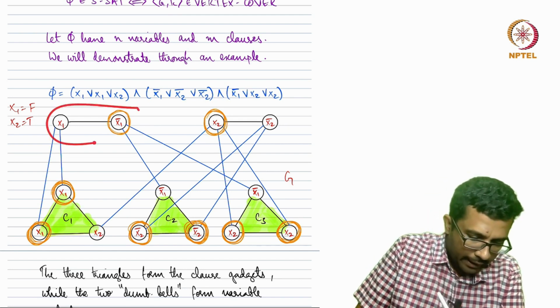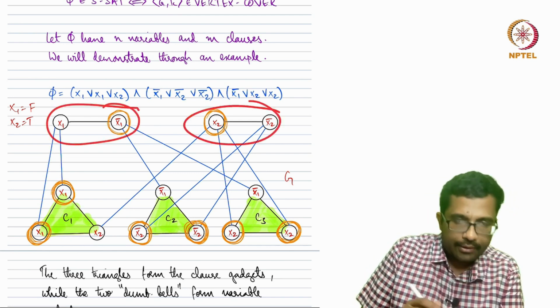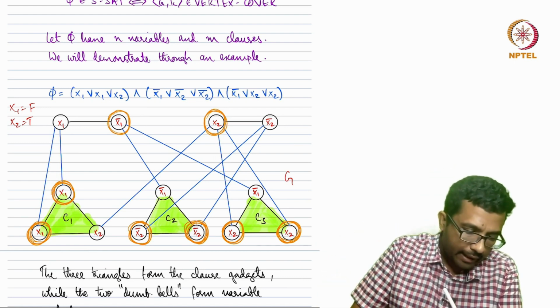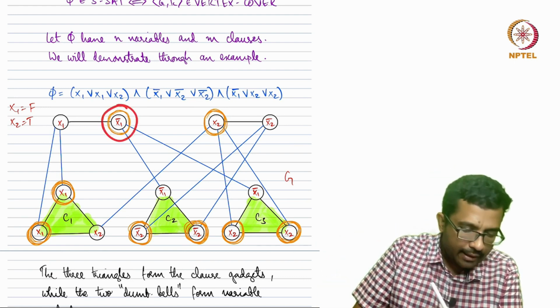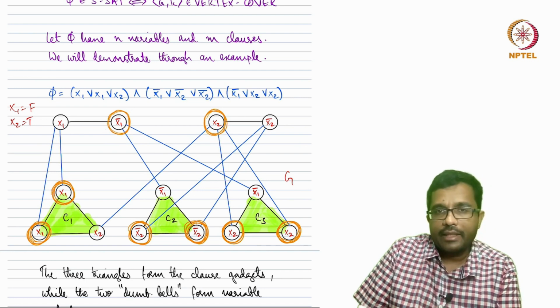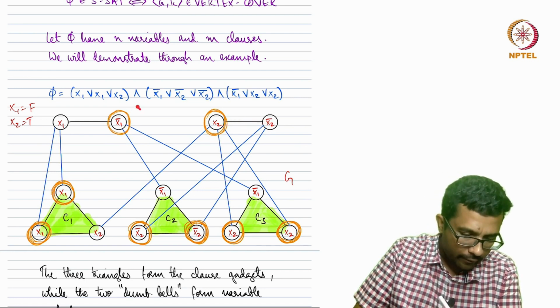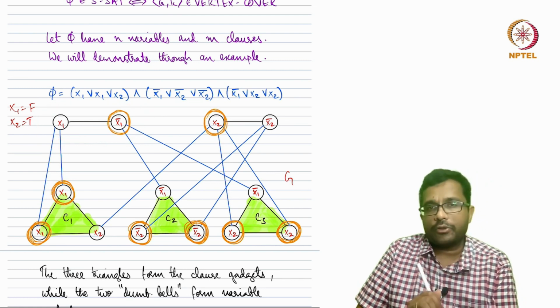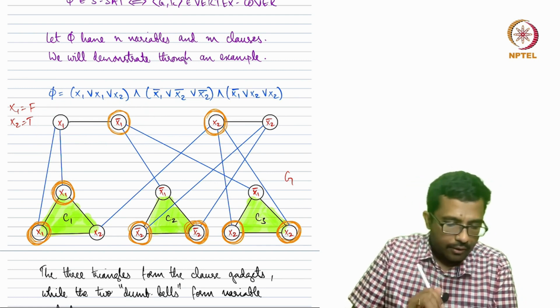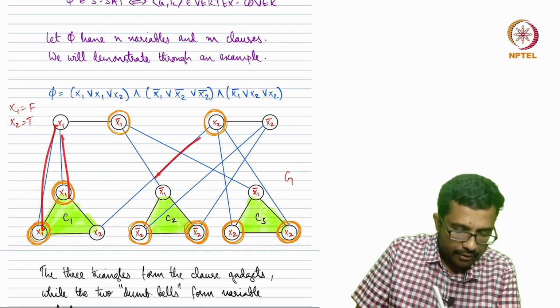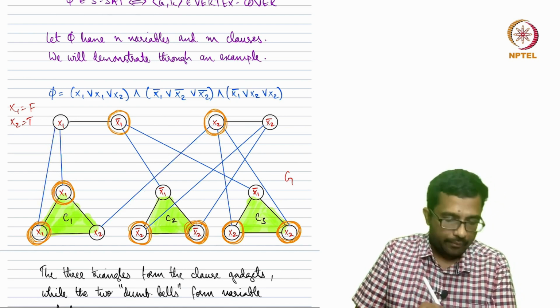Now all the edges in the variable gadget, right? The variable gadget just consists of 2 vertices and 1 edge, that is covered by the single vertex that we have picked from each variable gadget. So all the edges in the variable gadgets are also covered. So what remains to argue is the edges that are going across.